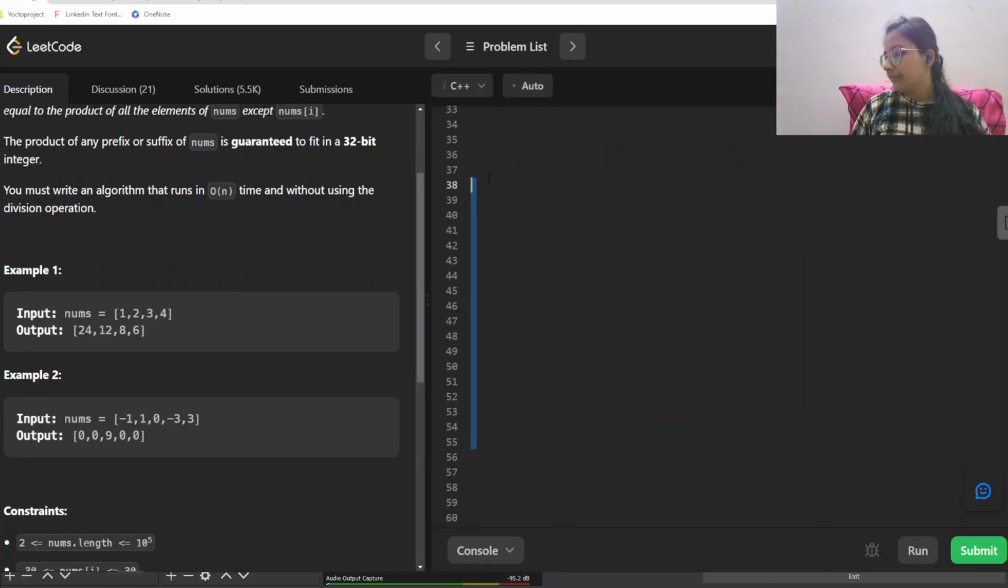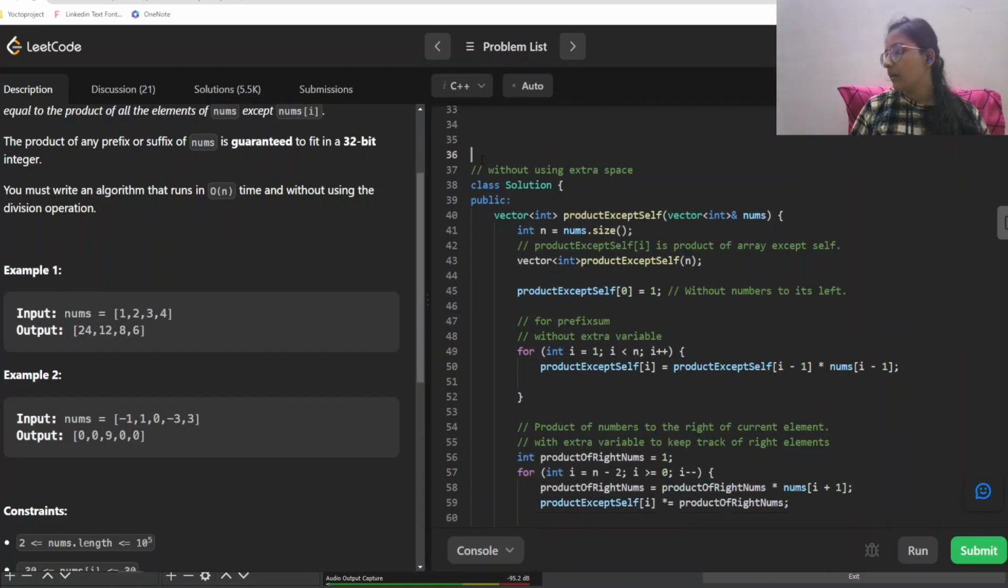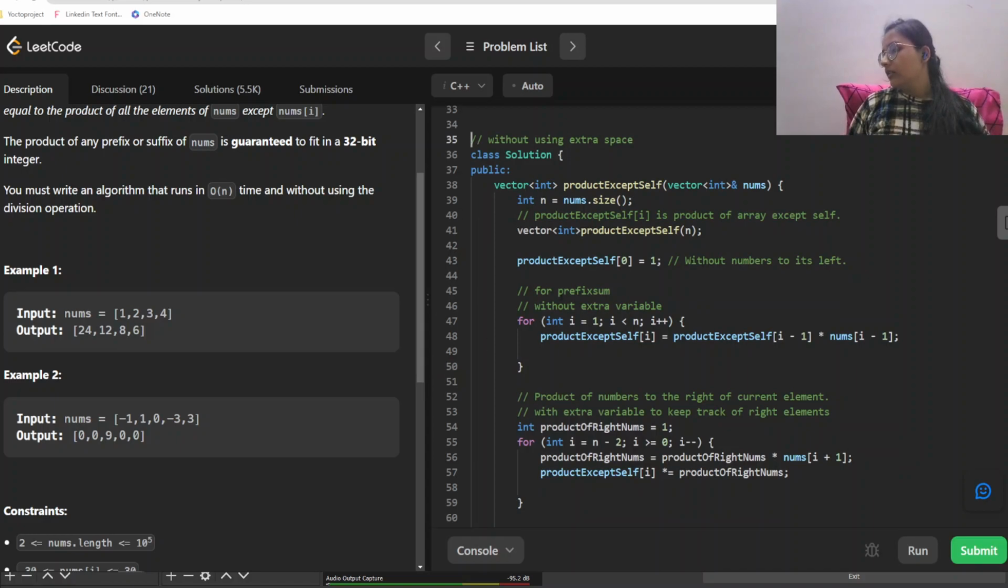Now here, what we are doing is we have a vector, product except self, which we have taken for our answer. We will be doing two rounds: first for the left element and second for the right element.